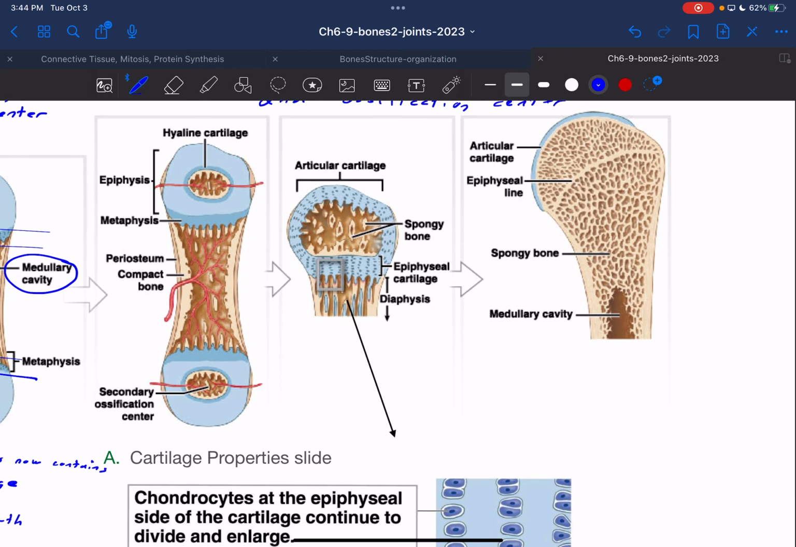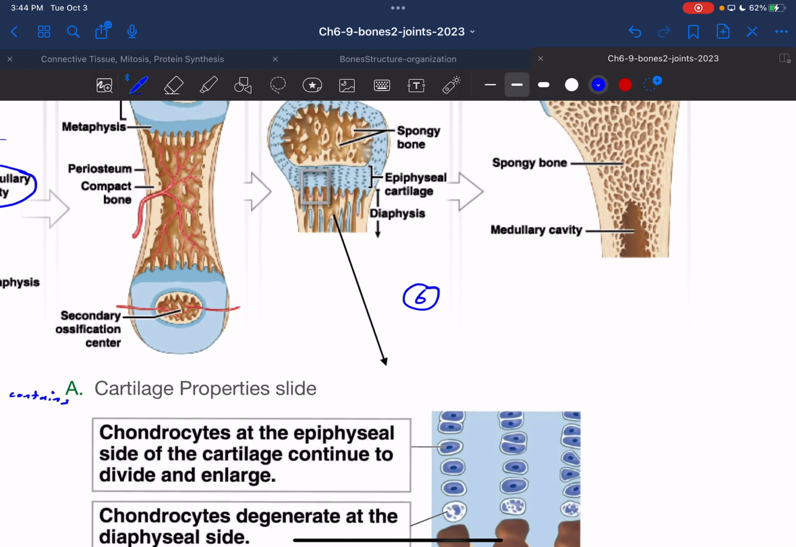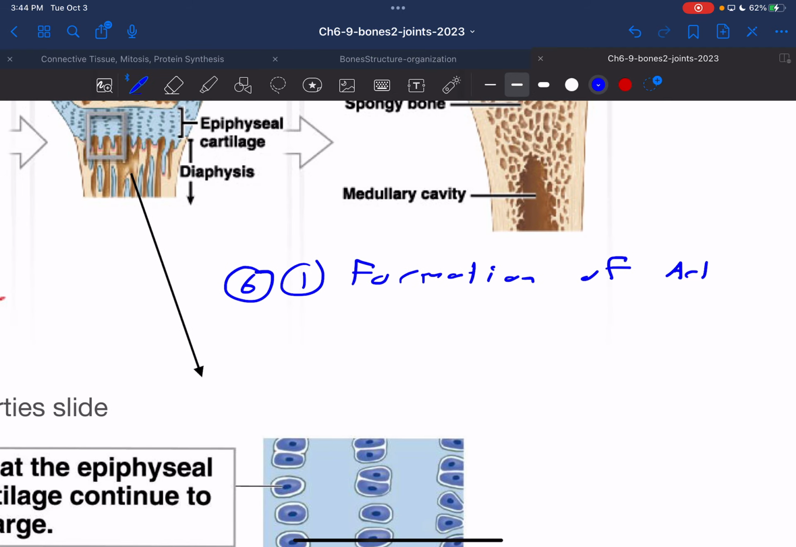And then we get to 6, and we have to address 2 things here. 1, formation of articular cartilage.